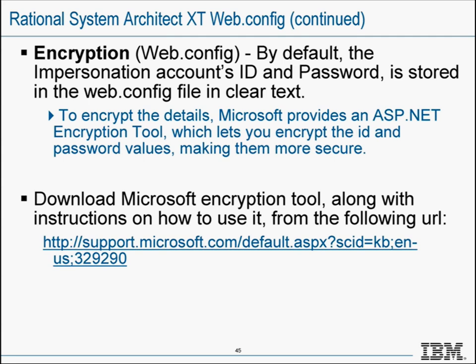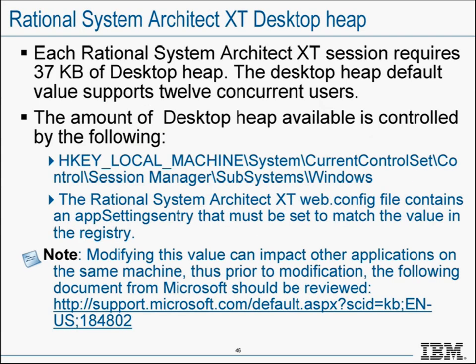So the other area that we mentioned is the desktop heap, and that it allows for a default 12 concurrent users to connect. So if you expect to have more than 12 concurrent users of the System Architect XT client at a time, you'll need to go in and change this amount. This is done through a registry setting and through a web.config file. Microsoft provides a higher level overview on how to do this, so we recommend you go to the Microsoft site and look at the Microsoft details on modifying this.